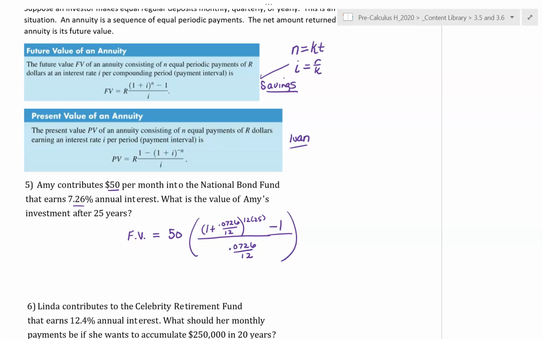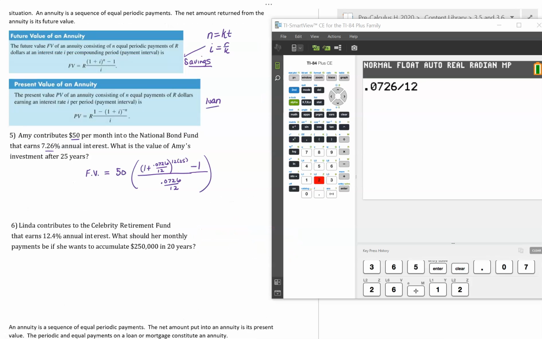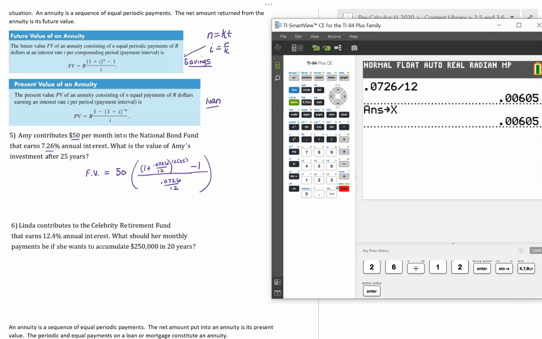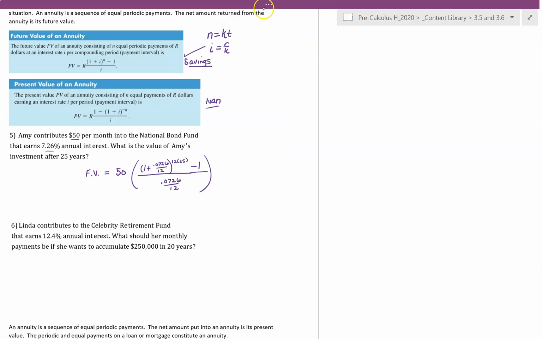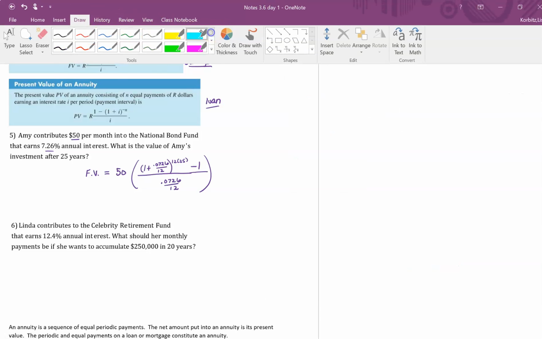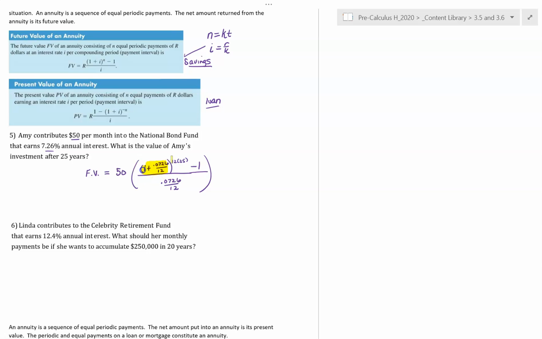So now we need to practice using the calculator. So let's just go ahead and grab your calculator. And again, you could do this many different ways. Go ahead and pause the video and we'll give it a try. Here's just one way you might want to do this. You might want to go ahead and do 0.0726 divided by 12 and store that under something. I don't know, how about X? There you go. So we're going to take X and we're going to add 1. So we're starting right here.